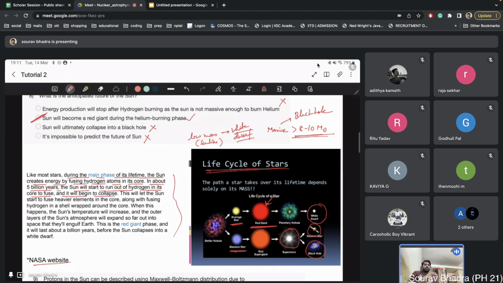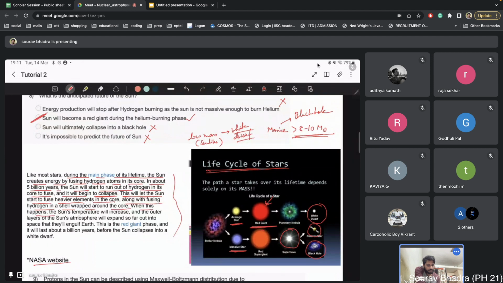So, if there is no nuclear energy or thermal energy to balance the gravitational contraction, it will collapse. So, that is why it began to collapse, and this will let the sun start to fuse. I mean, that collapse means the temperature will increase, and increased temperature means the higher element will be burned. So, that is why this will let the sun start to fuse heavier elements because of the increase in the energy due to the gravitational collapse in the core, along with fusing hydrogen in a shell wrapped around the core.